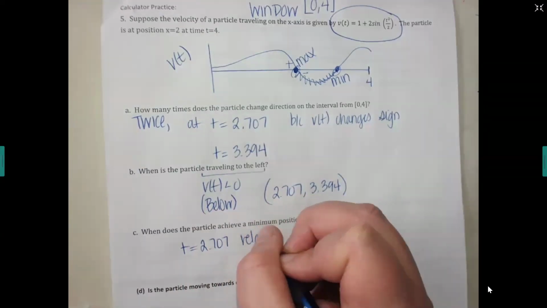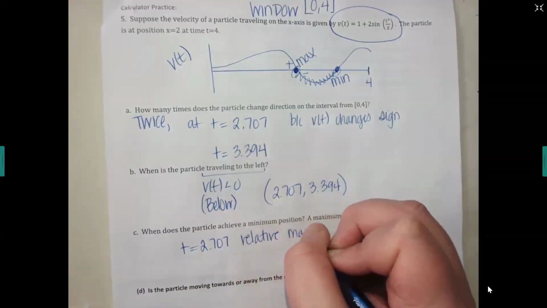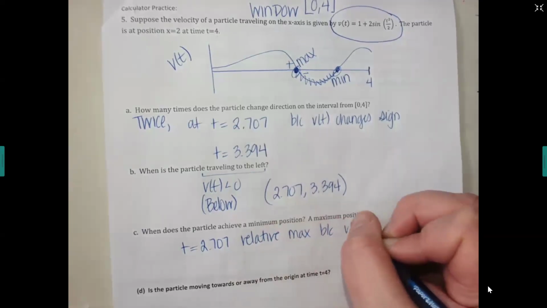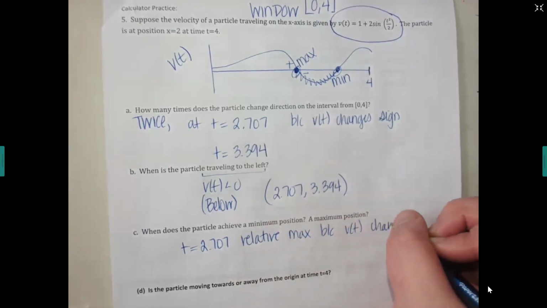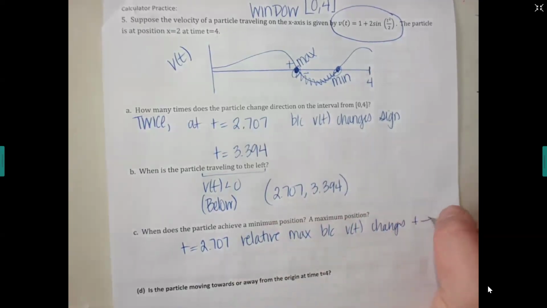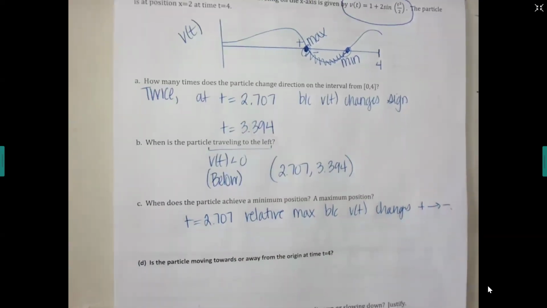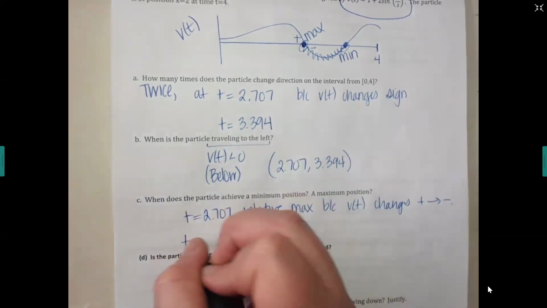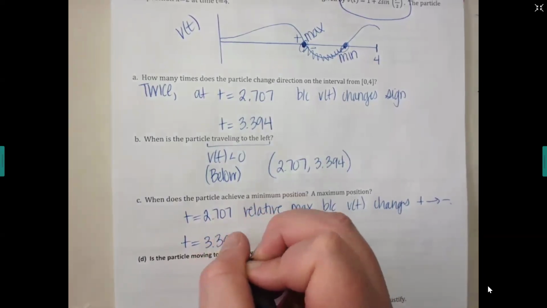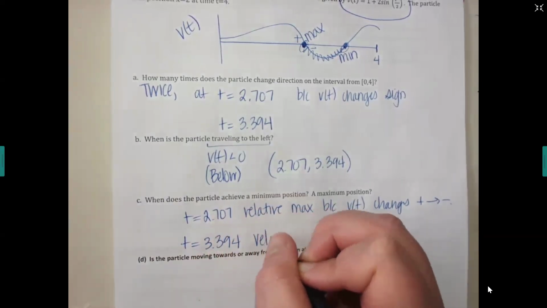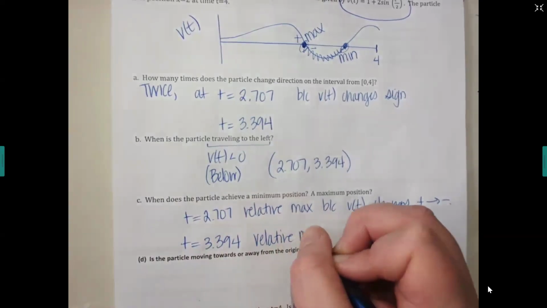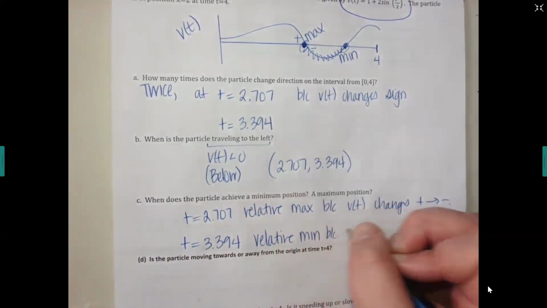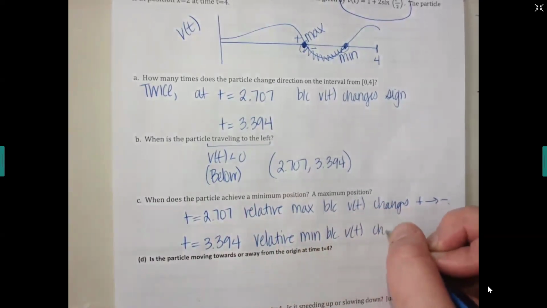We have a relative max because v of t changes plus to minus. Okay, but remember, we already did this last time. You're just now finding those values yourself. At t equals 3.394, you have a relative minimum because v of t changes minus to plus.